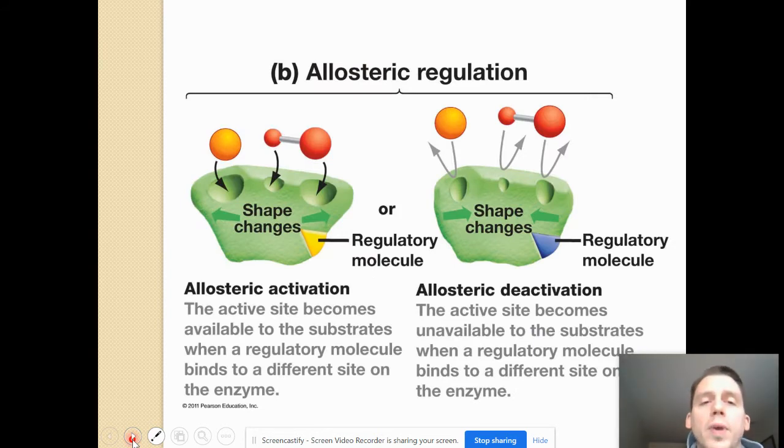So here we have some regulation. We've got a regulatory molecule that is causing a particular shape in a protein, and these three molecules can fit in. But when we have a slightly different regulatory molecule, it could change things so that these things can't fit in. So we could activate a protein allosterically, or we could deactivate a protein allosterically. Hopefully, you're making some connections to our enzyme unit where we first learned about this.